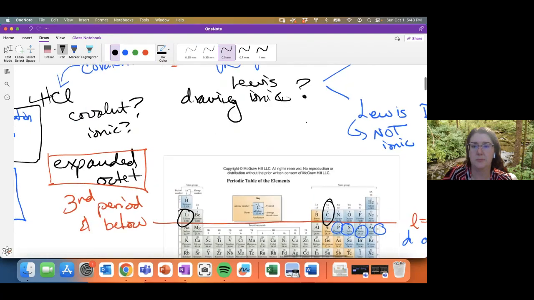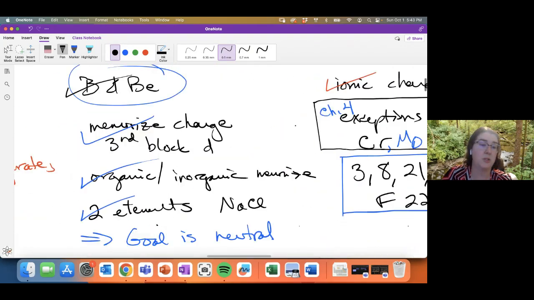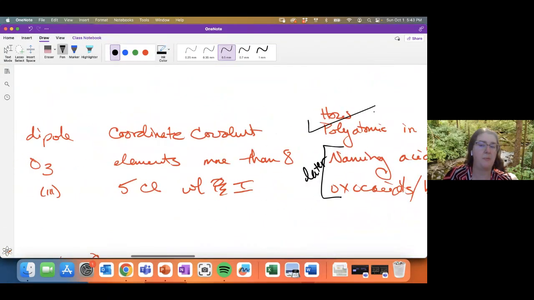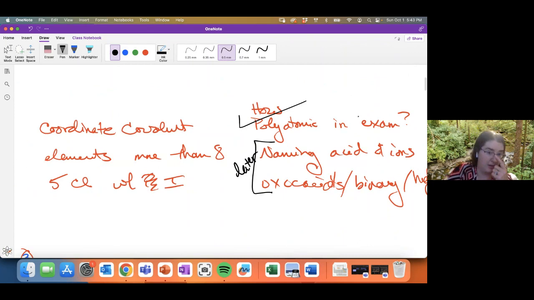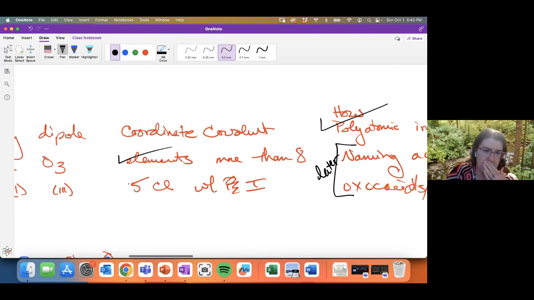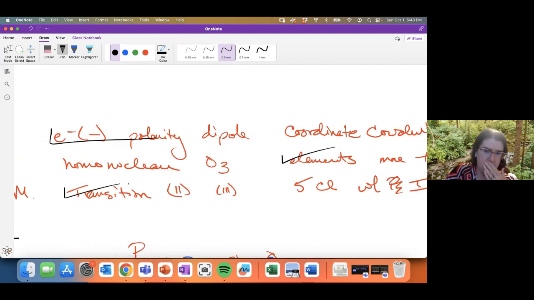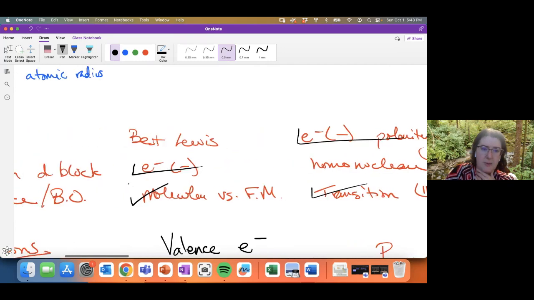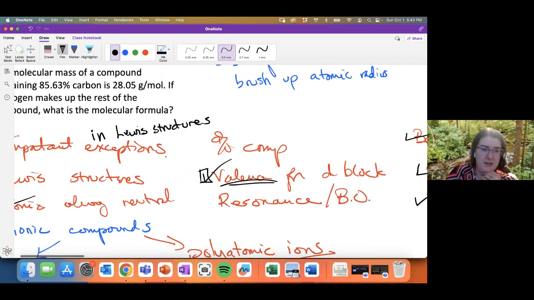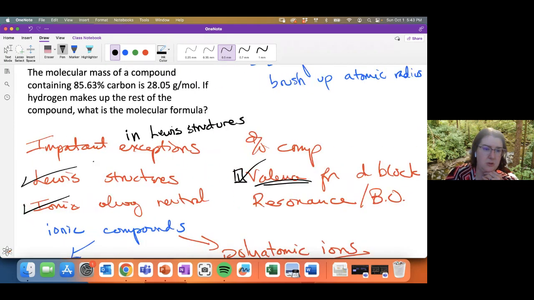Cool. So what I'm actually going to do is go back. I think I've talked about how polyatomic ions can be tested on the exam by now. Elements with more than 8 electrons did that. So we talked about the best Lewis structure because we talked about formal charge. We talked about Lewis structures in general. Important exceptions in Lewis structures, that was going to be my beryllium and boron. So hopefully that one's answered.